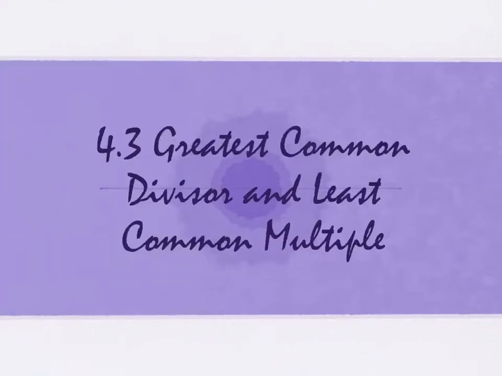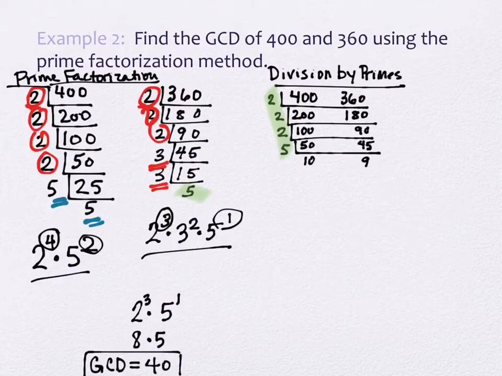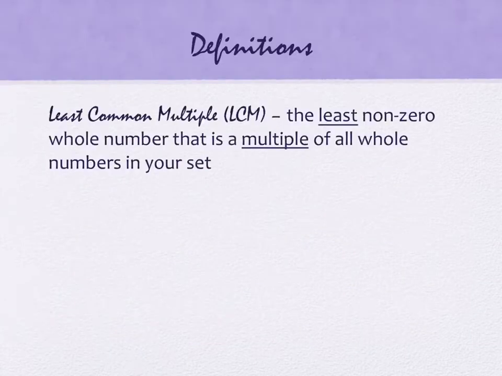Last time we started section 4.3 and we did the greatest common divisor part of the lesson. Today we're going to do the least common multiple part. And to start with, let me just define what the least common multiple is for a set of numbers. The least common multiple is the least non-zero whole number that is a multiple of all whole numbers in your set.